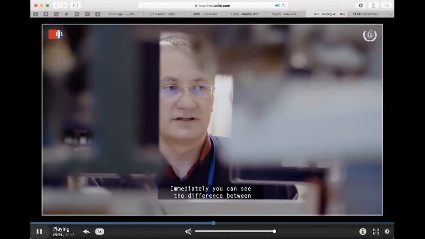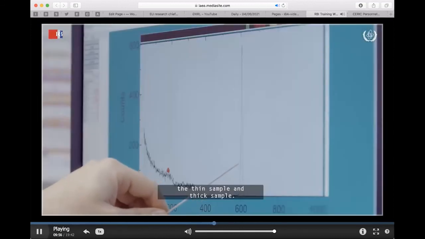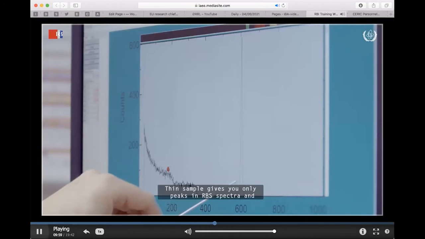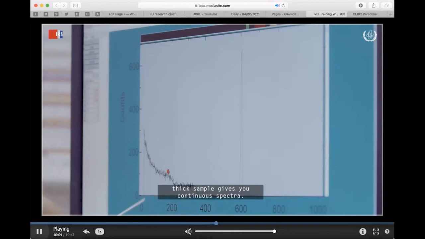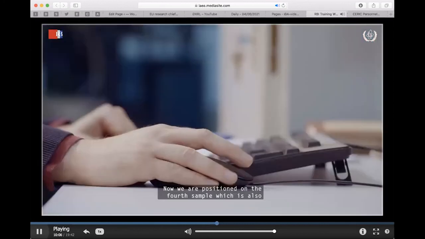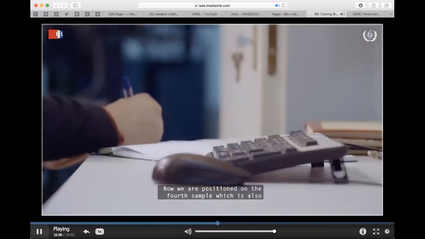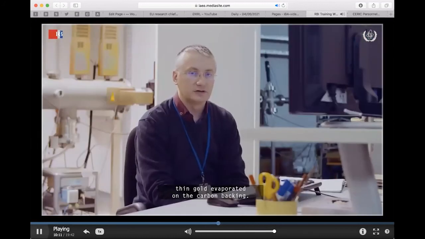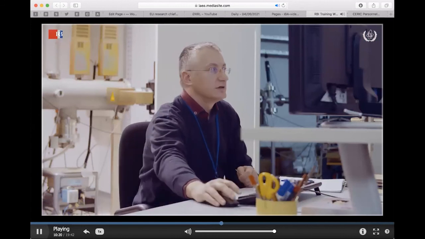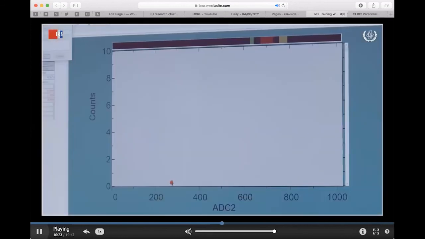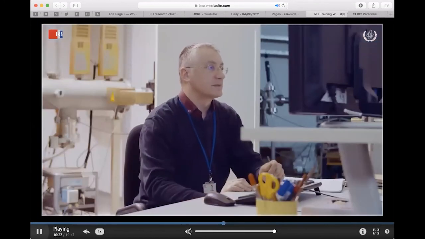Immediately you can see the difference between the thin sample and thick sample. Thin sample gives you only peaks in the RBS spectra, and thick sample gives you continuous spectra. Now we are positioned on a fourth sample, which is also thin gold evaporated on the carbon backing. The purpose of this exercise is also to measure the total concentration of the gold. Now we can start with measurement. Put the spectra name and start.